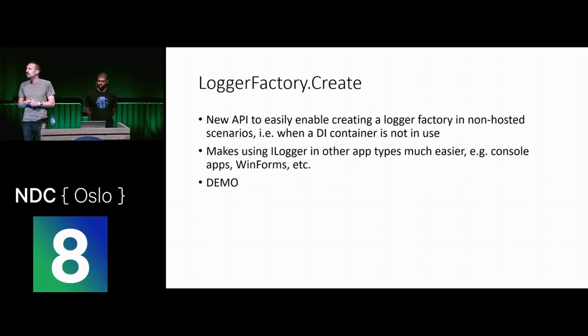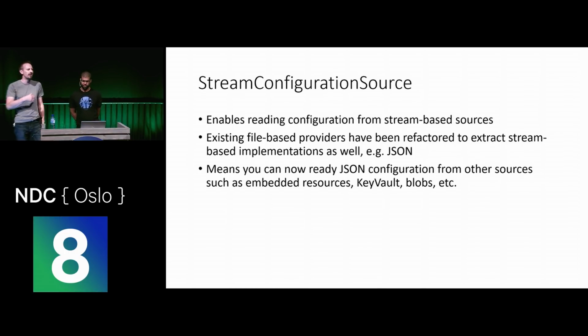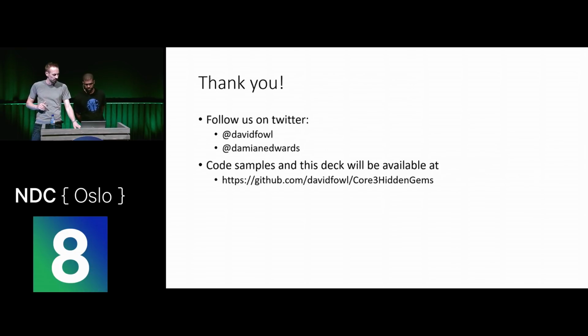If you want to use loggers outside of ASP.NET Core in a console app where there's no DI, we've got a static factory method that you can do that with right now. And then you can also load configuration sources like JSON and XML and INI and YAML from streams now, so that you can get them from memory, from embedded resources or Key Vault or anything like that, not just files, which is kind of cool.